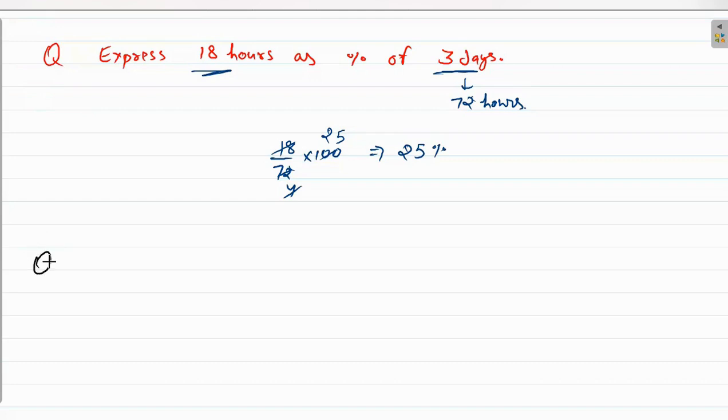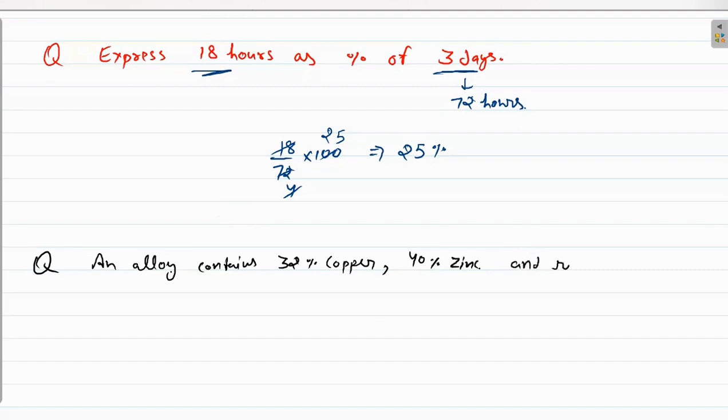If I write the statement, they are saying an alloy contains, let's say, 32% of copper, 40% of zinc, and the rest of it is nickel.